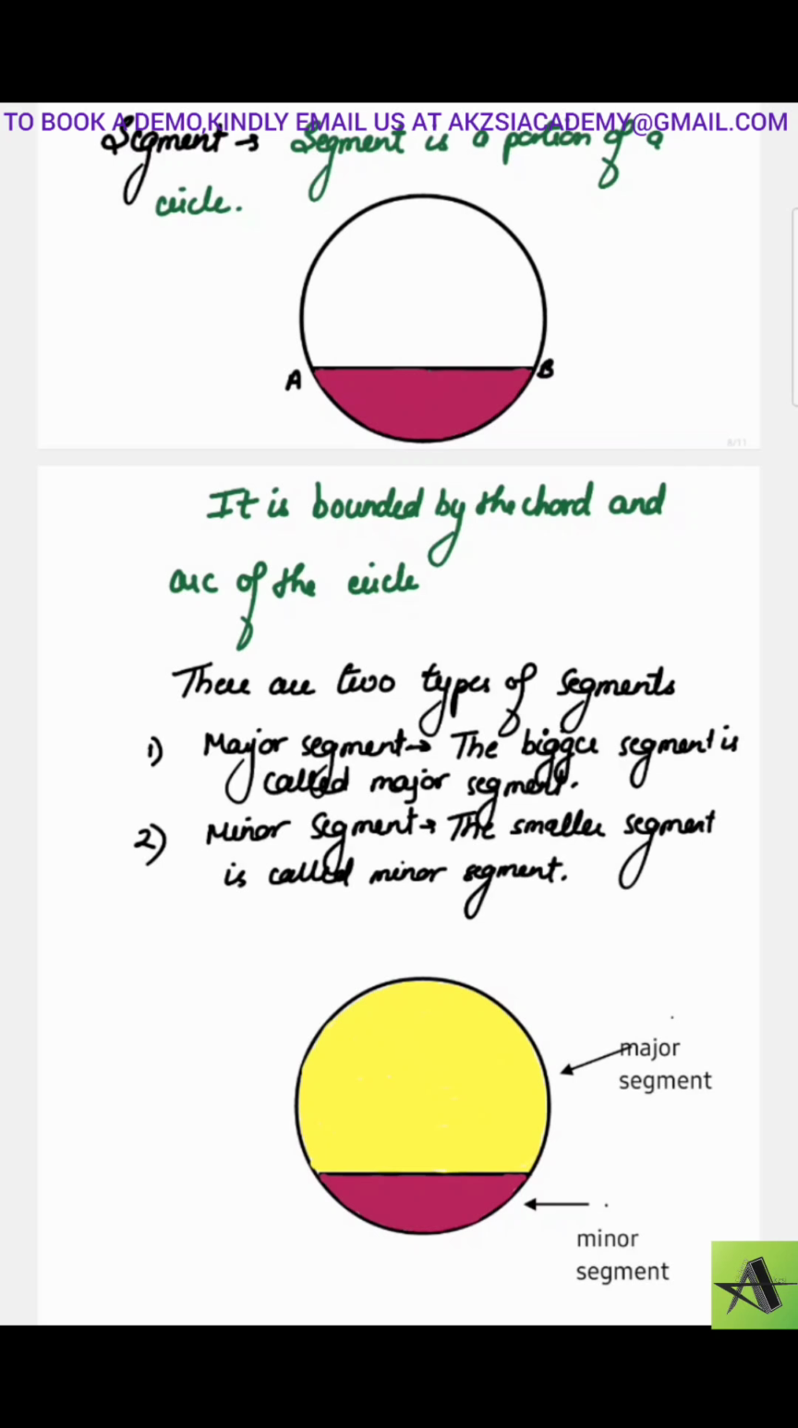Just like we had two different sectors, minor sector and major sector, similarly here also there will be two types of segments, the major segment and the minor segment. As the name suggests, clearly the smaller portion is going to be the minor segment, whereas the larger portion is going to be the major segment.